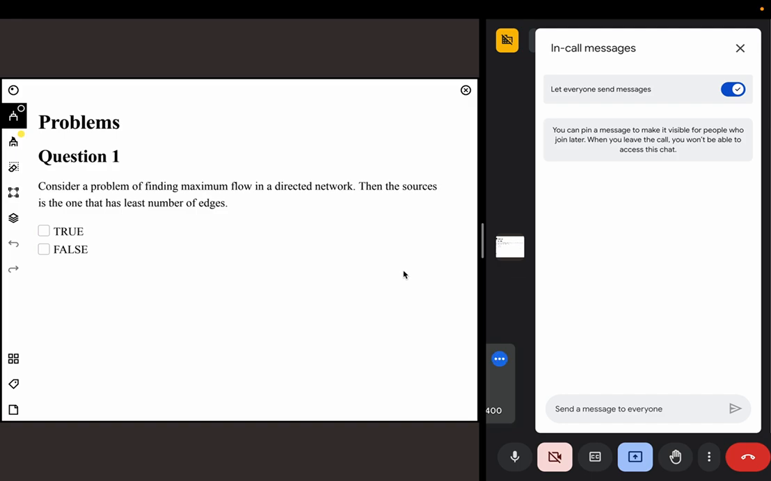So the first question is, you have a problem to maximize the flow in a particular directed network. Then the source is the one that has the least number of edges. Is this statement true or false? Can we say that the source has the least number of edges?